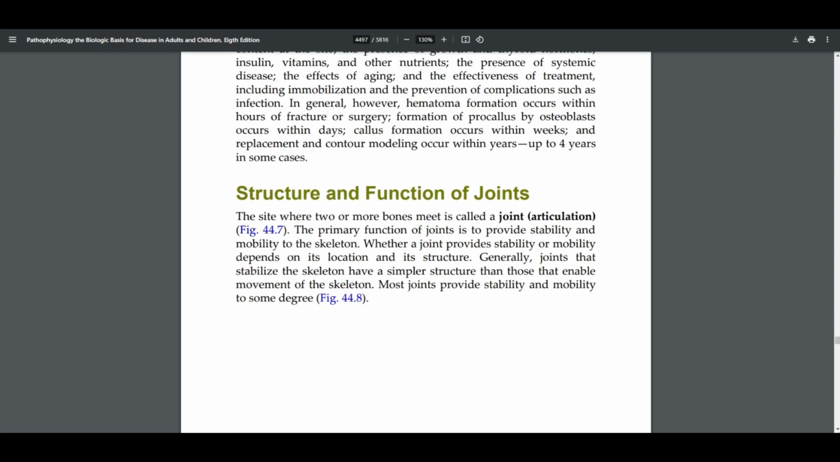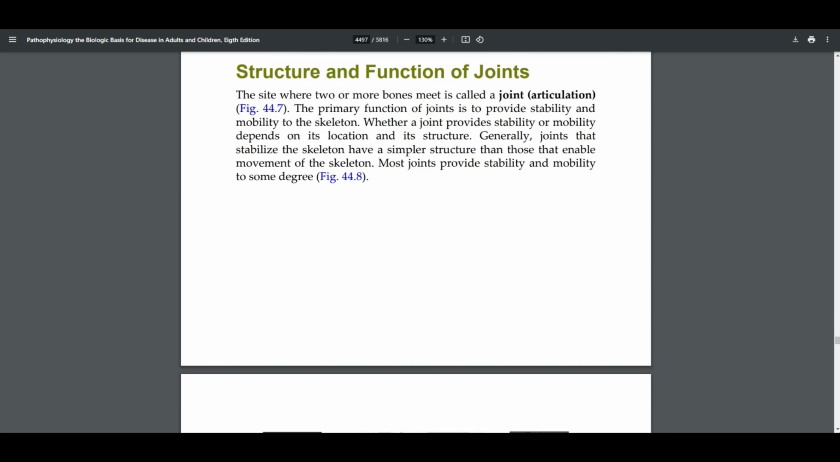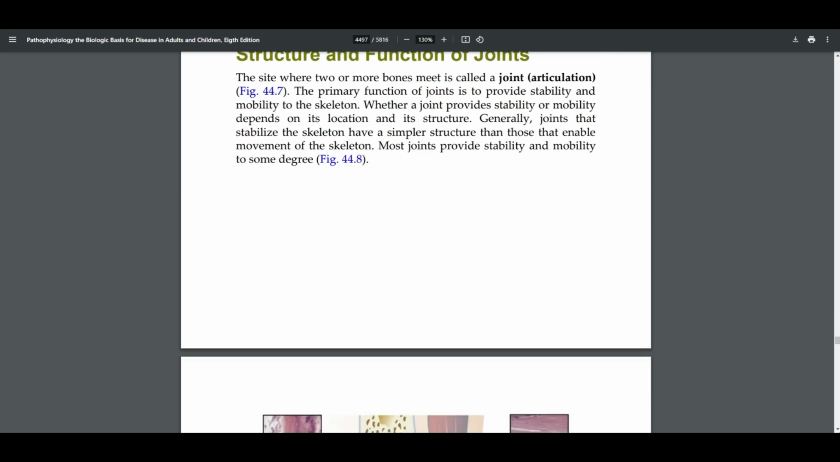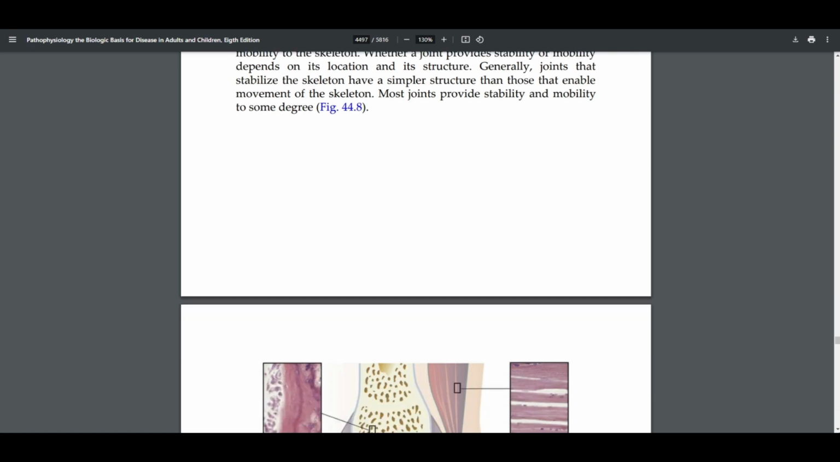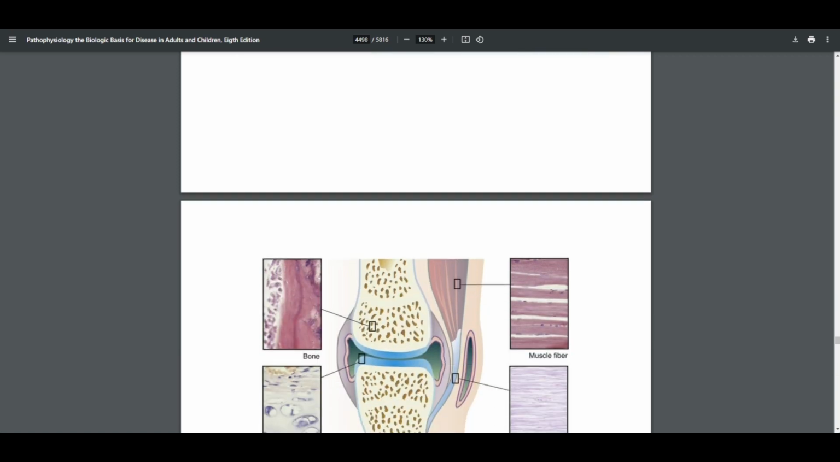So, structure and function. The site where two or more bones meet is called a joint, not the fun kind. The primary function of joints is to provide stability and mobility to the skeleton. Whether a joint provides stability or mobility depends on the location and its structure. Generally, joints that stabilize the skeleton have a simpler structure than those that enable movement of the skeleton. Most joints provide stability and mobility in some degree.